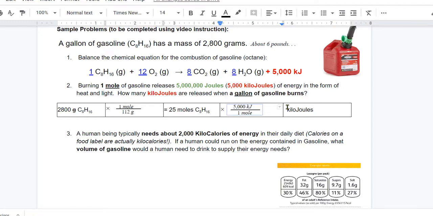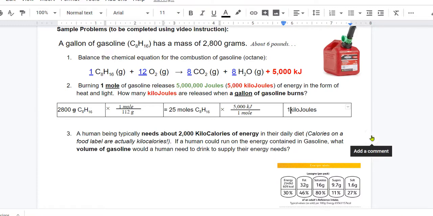This is easy to do on the calculator. It's just 25 times 5,000. And that on my calculator is 125,000 kilojoules. Let's make that stand out. Boom. Final answer. Let's put the equal sign in. Okay, so that's problem 2 solved. That's a lot of energy coming from a gallon of gasoline.